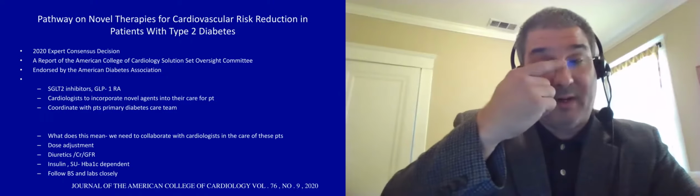So key points here are, number one, them helping us with the diuretics. If we start these agents, we need collaboration with our cardiologists to help adjust the loop diuretics. We don't want to go too high or too low. We don't want the patient coming in with AKI. We don't want the patient coming in with worsening heart failure. They need our help probably with respect to adjusting insulin. So patients will need less insulin, and we're helping in that respect. We need to follow these patients very closely, blood sugar and labs as well as clinically.